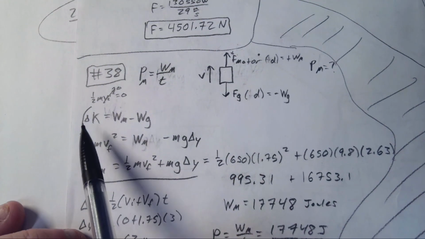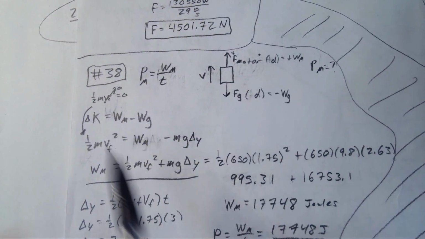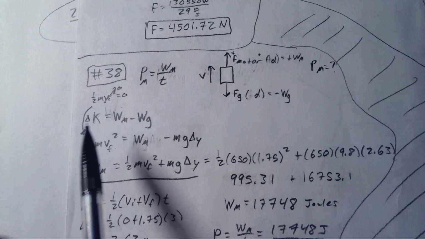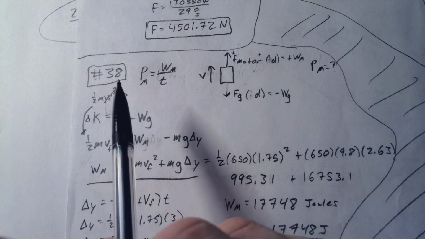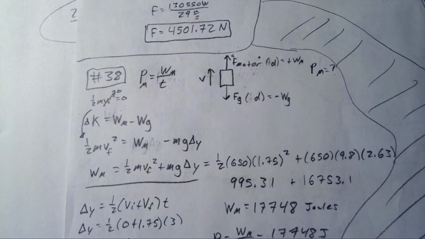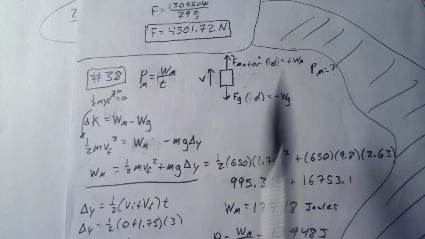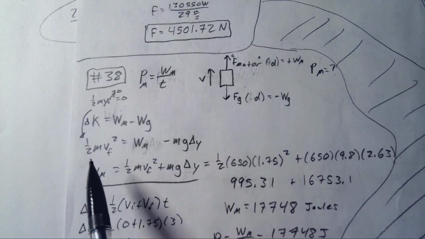So the equation we have to realize here is the work kinetic energy theorem. The total work is equal to the change in kinetic energy. Now I can simplify this, so it's not 1/2 m v final squared minus 1/2 m v initial squared, because it says it starts from rest, and there is no kinetic energy at the beginning. So it's just 1/2 m Vf squared equals the work of the motor, which is positive, minus the work of gravity, which is negative. I'm going to fill out what these mean here.